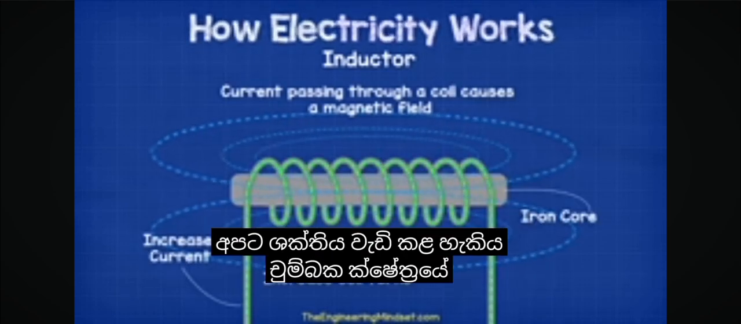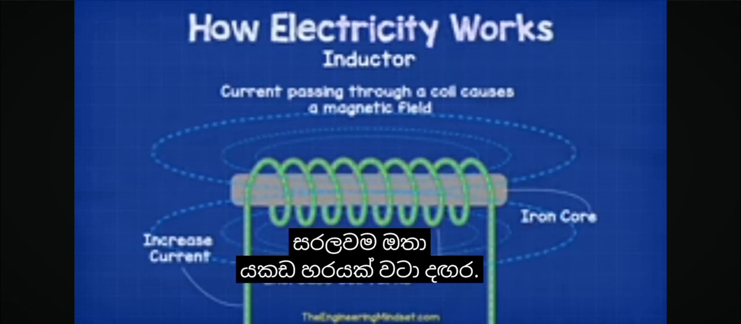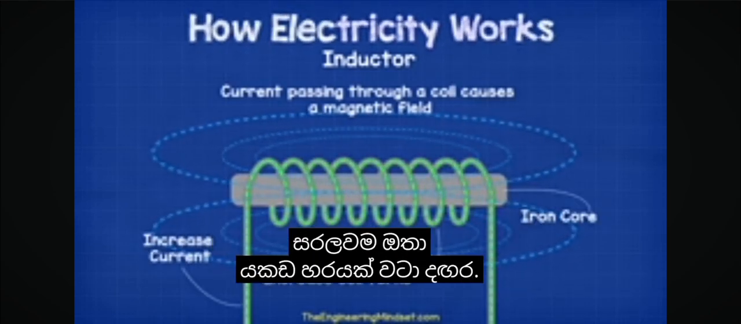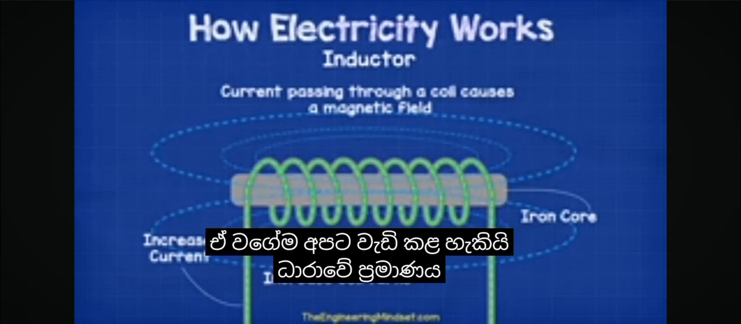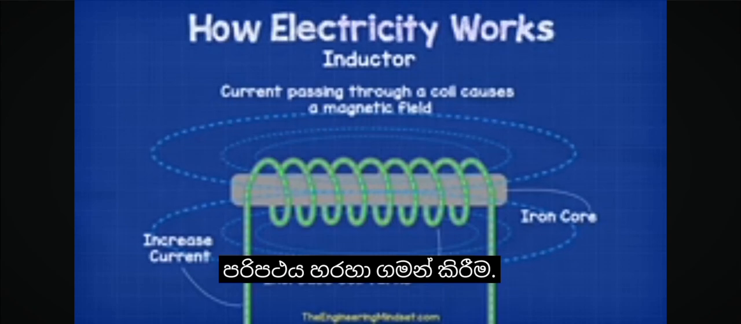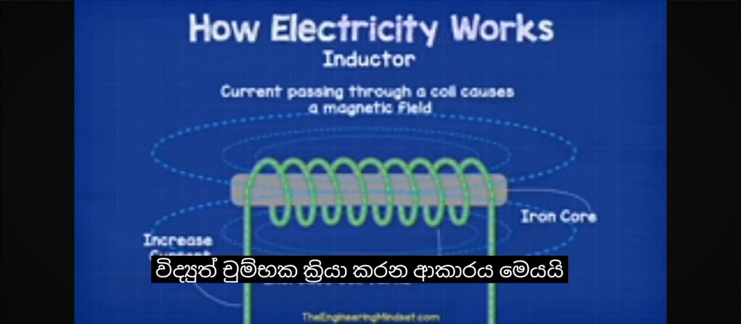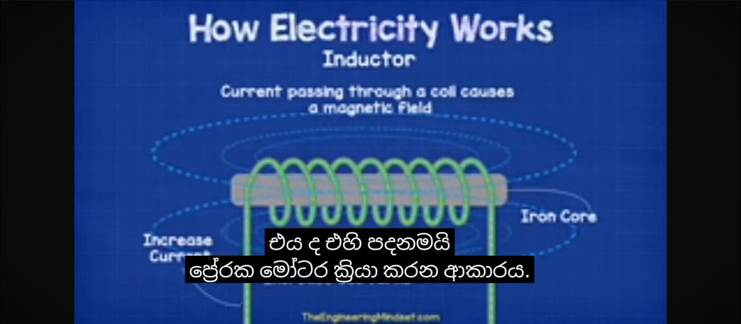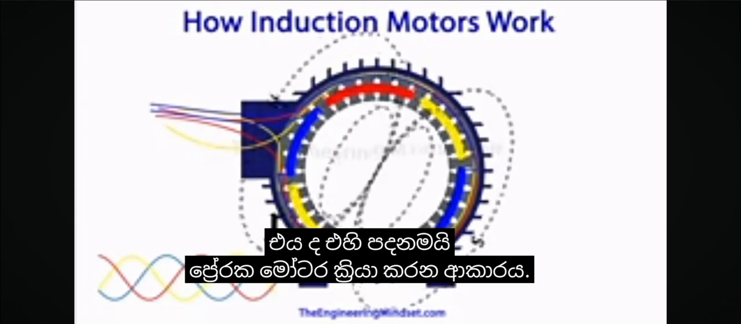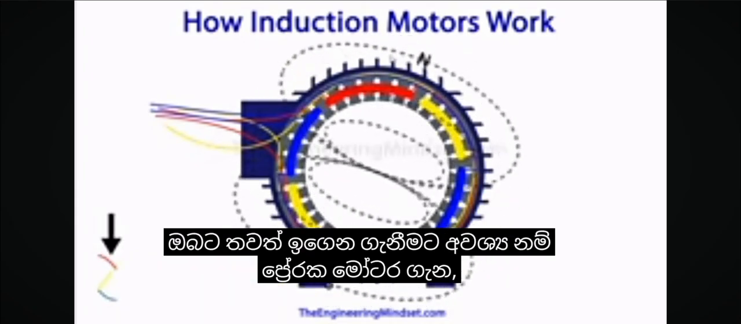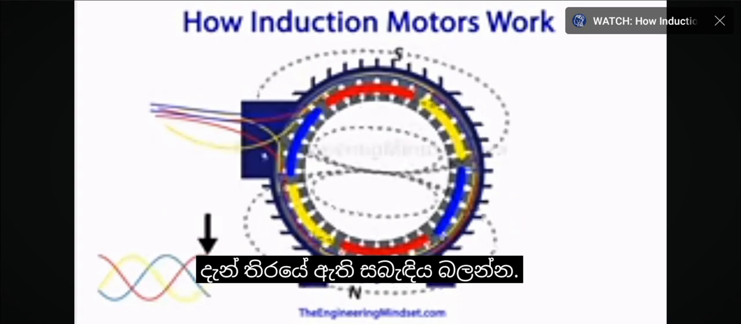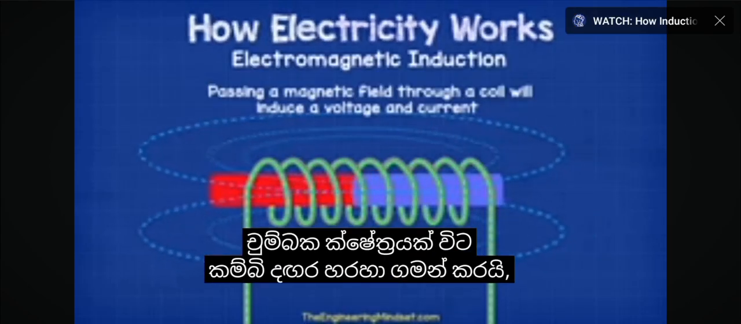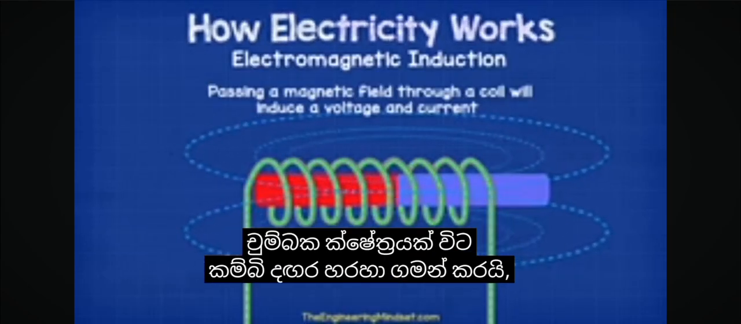We can increase the strength of the magnetic field simply by wrapping the coils around an iron core. We can also increase the number of turns within the coils, and we can increase the amount of current passing through the circuit. Now this is how electromagnets work, and it's also the basis of how induction motors work. If you want to learn more about induction motors, we've already covered this in another video, just see the link on screen now.